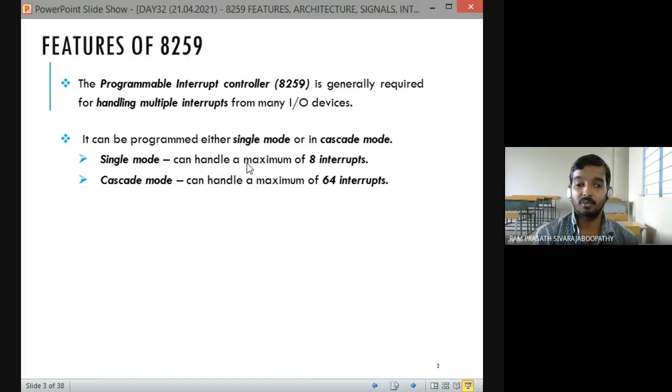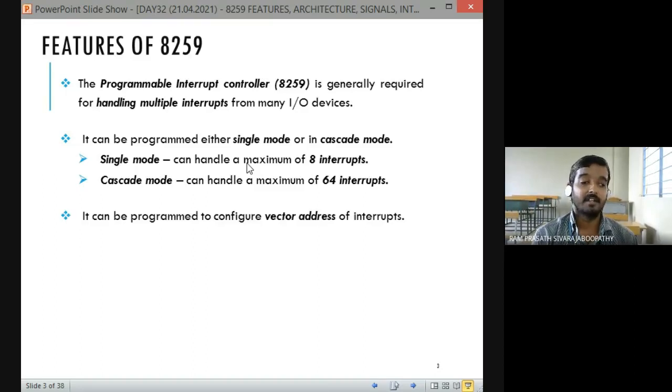See, these are the things we have to know. It's very important. So if you configure 8259 in cascade mode, maximum how many interrupts can we handle? 64 interrupts. In single mode, we can handle up to 8 interrupts. Then, what are the things we can program? That is very, very important.